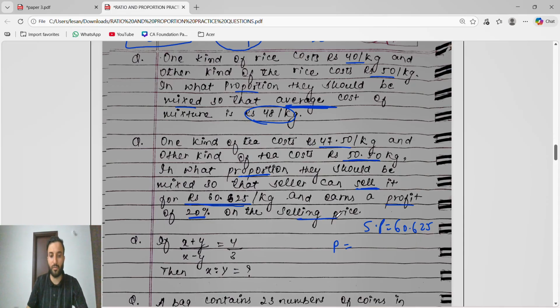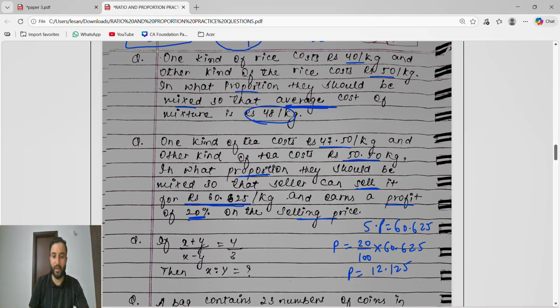So 20% of selling price means what? See, profit equals 20%. So 20% means, guys, 20 by 100, right? 20% on selling price. So selling price is 60.625. So we will get the profit here. Guys, what will happen? 20 divided by 100, whatever you are getting, into 60.625. So we'll get 12.125 is the profit. So this is the selling price, this is the profit.